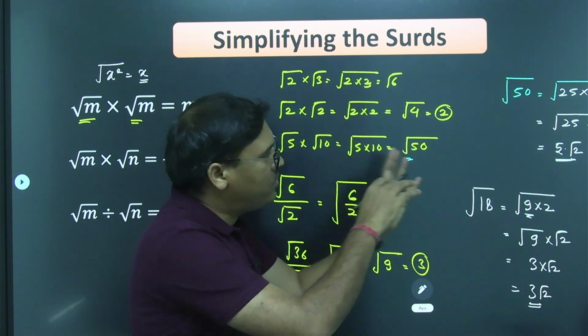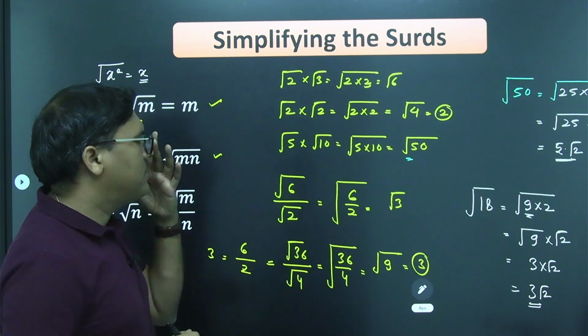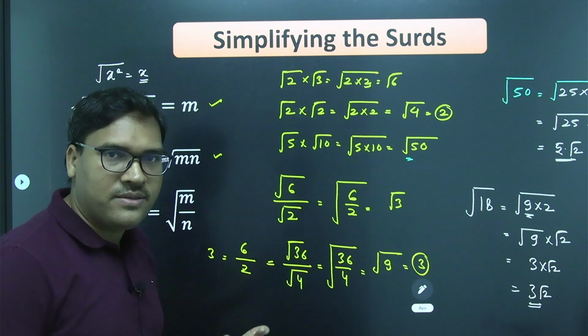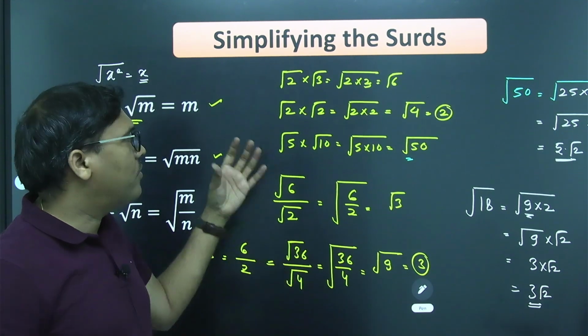So this is how you simplify square root of any number. This is how you use the surds, this is how you simplify the surds. So in the next video, we will discuss some more questions on how to simplify the surds.